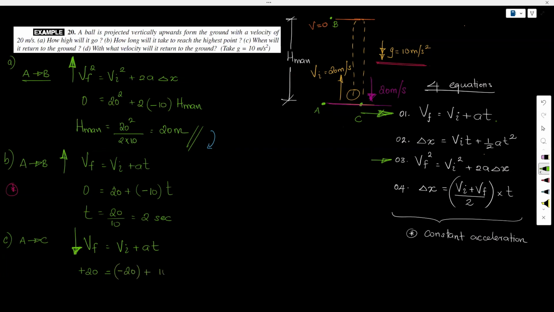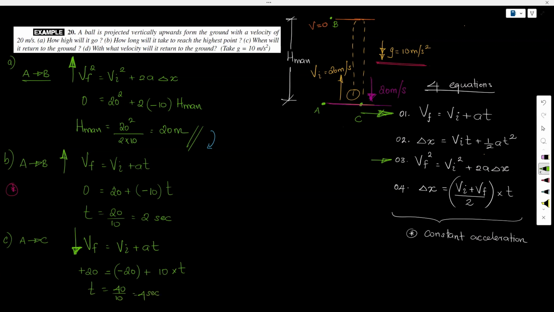Acceleration is 10. Why is it not minus 10? Because the acceleration is downwards, and I'm considering anything down as positive. So it is positive 10, right? Understand the difference. And we have the time. So if you rearrange it, you will get the time as 40 divided by 10, or 4 seconds.